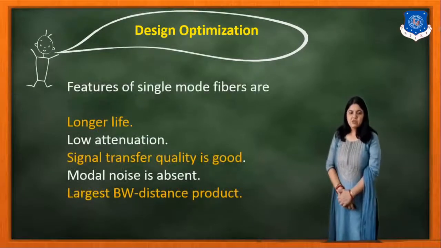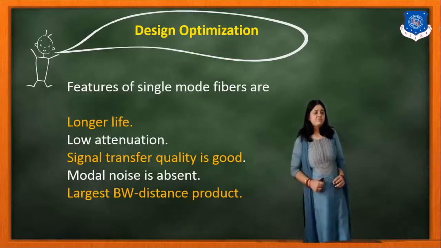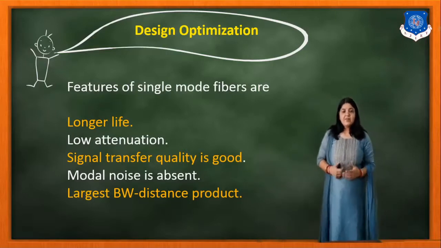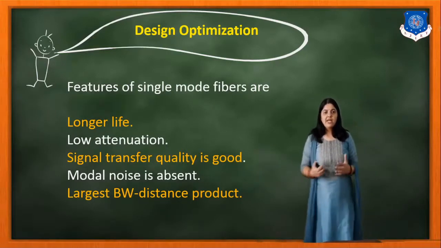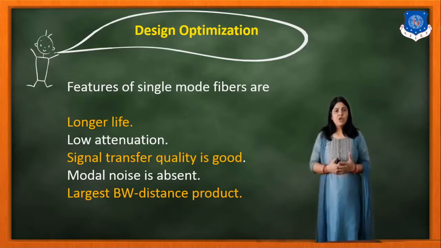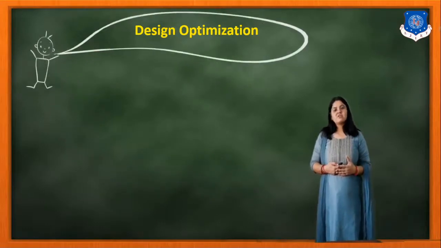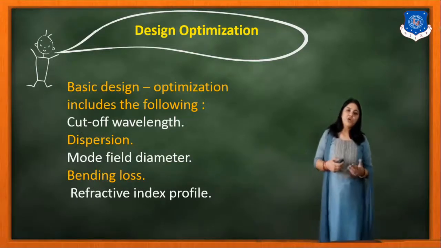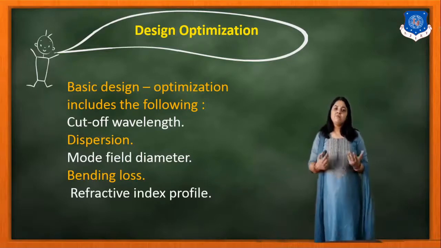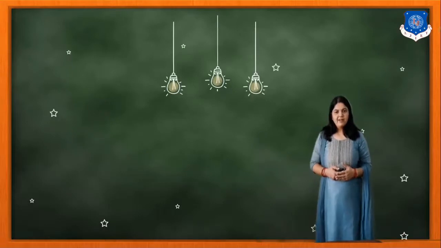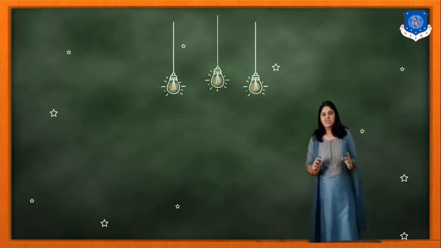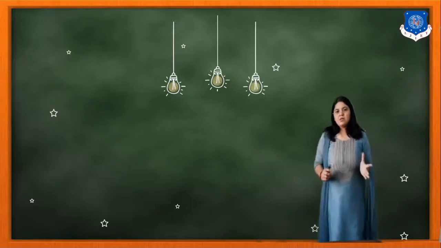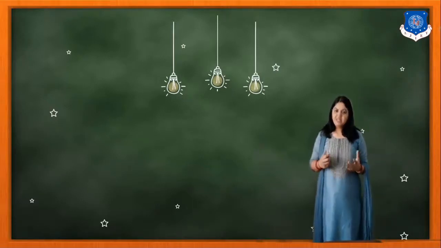Design optimization. What are the features of single mode fibers? Longer life, low attenuation, good signal transfer quality, modal noise is absent, and largest bandwidth distance product. The basic design optimization includes the following: cutoff wavelength, dispersion, mode field diameter, bending loss, and the refractive index profile. So this is about the signal degradation in the fiber optic cable. So this is about the degradation part.